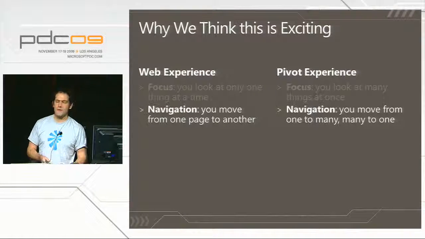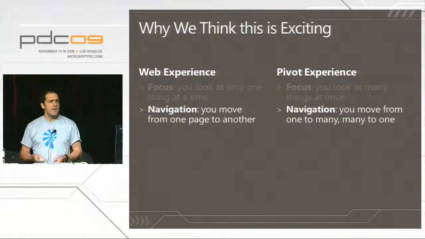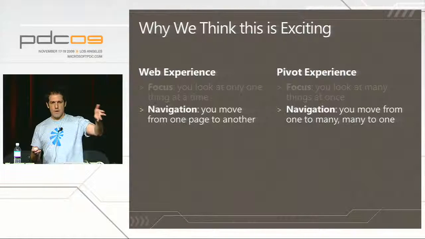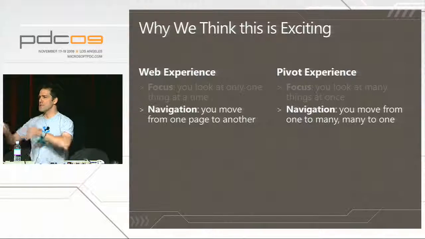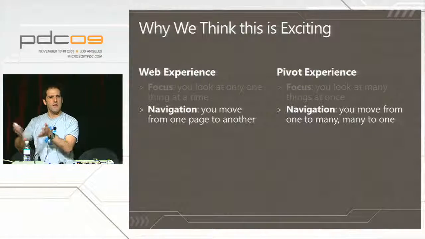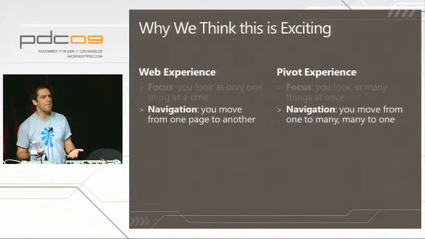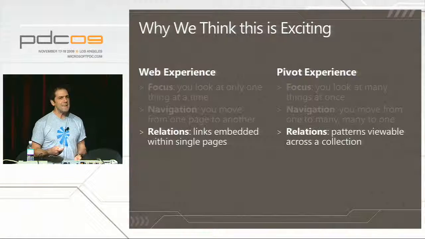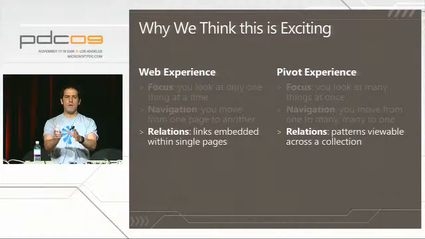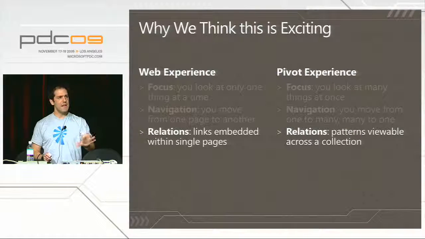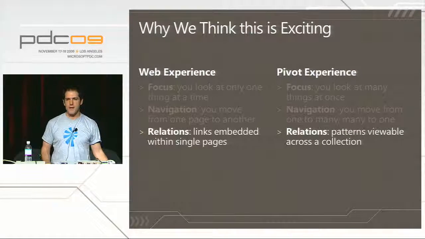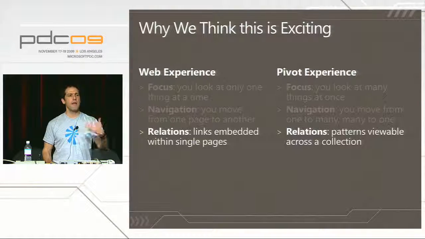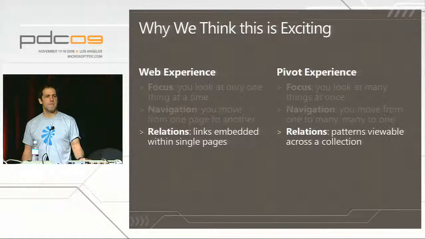We also differentiate the web experience from the Pivot experience in that navigation on the web consists of going from one thing to the next, whereas navigation in Pivot goes from many things to one thing, from one thing to many things, and everything in between. The relations on the web are embedded within one item, whereas relations for us sit above the pool of content. They become really visible, really actionable when you can actually see them from afar.